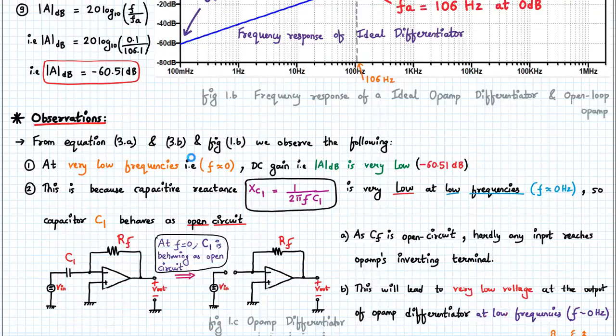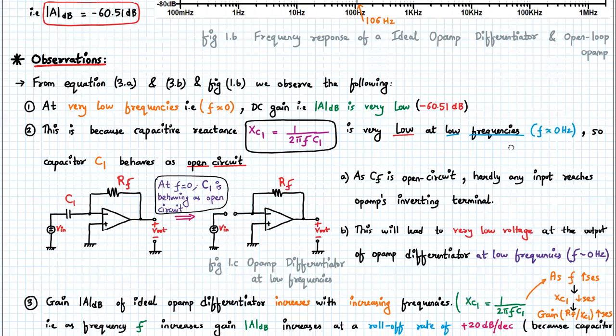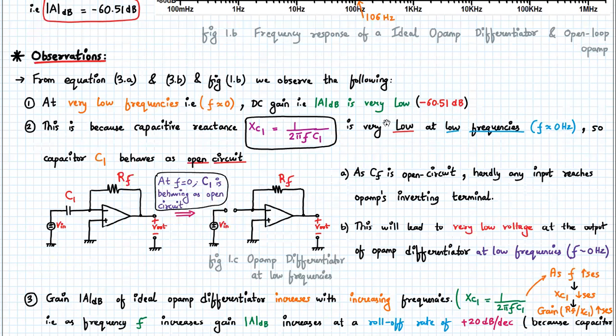Okay, now why does this happen? This happens because the capacitive reactance, which is given by XC1, equal to 1 upon 2 pi f C1, is very, very low at low frequencies. Correct? Actually, this is wrong. The capacitive reactance should be very high, because if the frequency is low, XC1 will be very, very high. So please pardon for this. The capacitive reactance is very high at low frequencies.